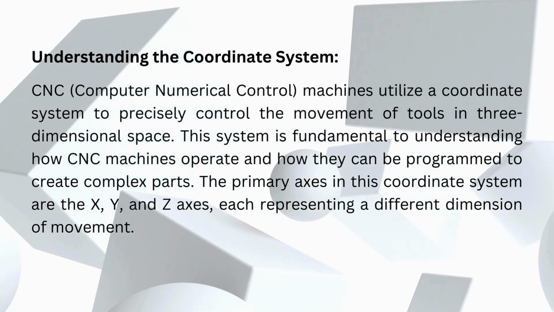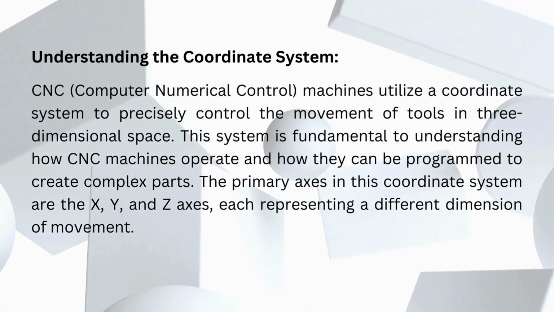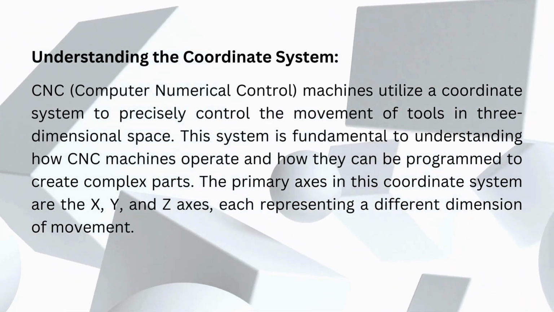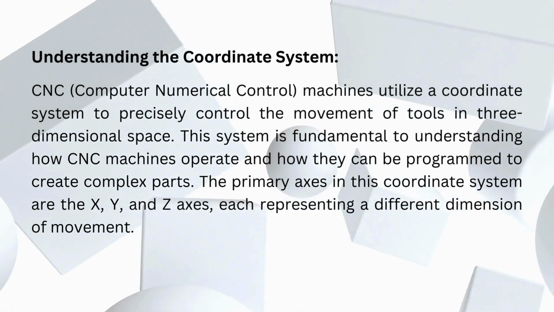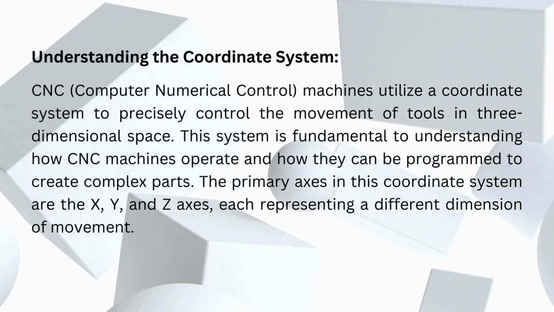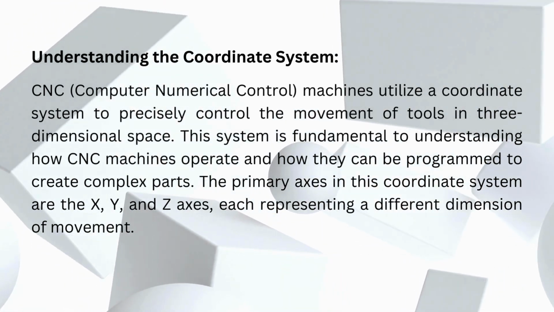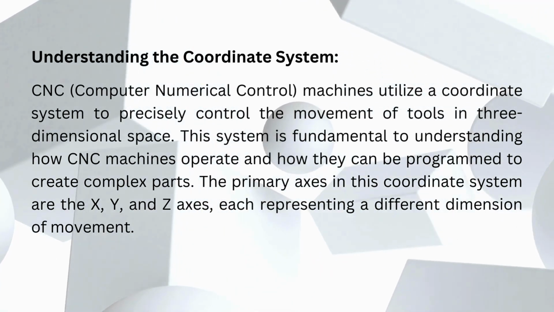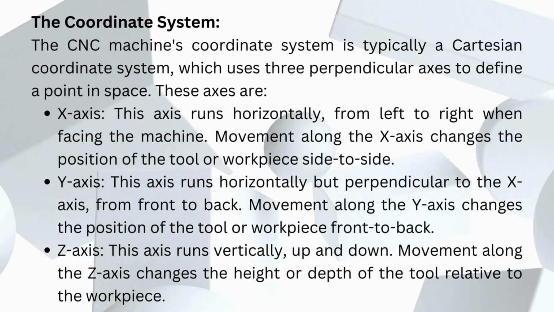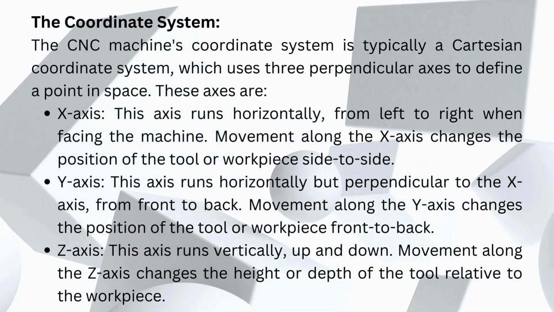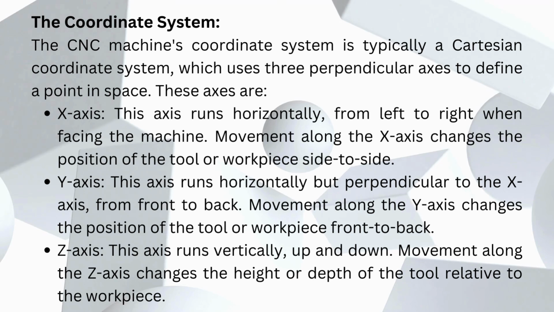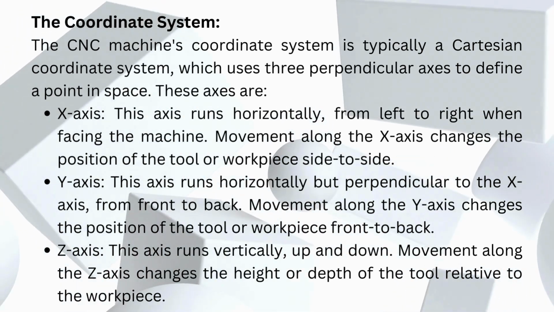CNC, computer numerical control, machines utilize a coordinate system to precisely control the movement of tools in three-dimensional space. This system is fundamental to understanding how CNC machines operate and how they can be programmed to create complex parts. The primary axes in this coordinate system are the X, Y, and Z axes, each representing a different dimension of movement. The coordinate system. The CNC machine's coordinate system is typically a Cartesian coordinate system, which uses three perpendicular axes to define a point in space.